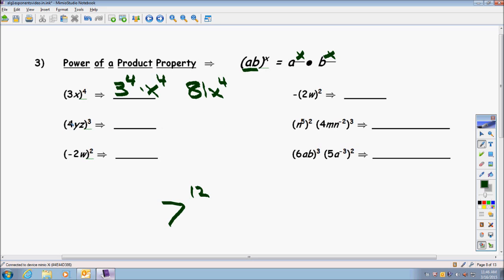Okay, so 4 cubed. I'm going to write it all out so you can see it. Times y cubed. Everything gets cubed. Everything in the parentheses gets cubed. Z cubed, which becomes 64 y cubed z cubed.